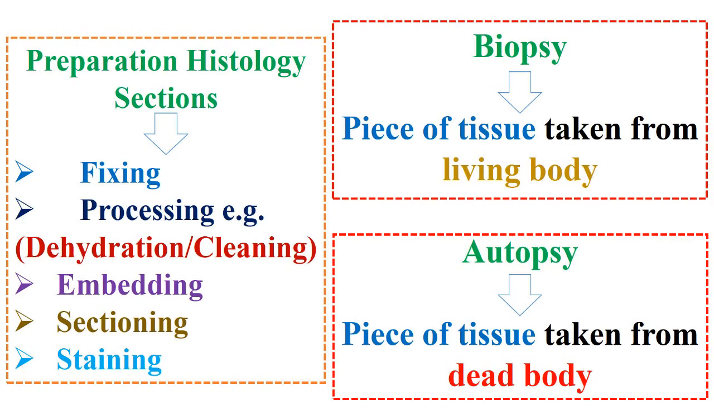Today, we are talking about preparation of histopathology sections for slides, which is abbreviated in 5 steps. 1. Fixing. 2. Processing, such as dehydration and cleaning. 3. Embedding. 4. Sectioning. 5. Staining. And for all previous steps, the piece of tissue may be taken from a living or dead body, which is called a biopsy or autopsy, as mentioned in the next slide.